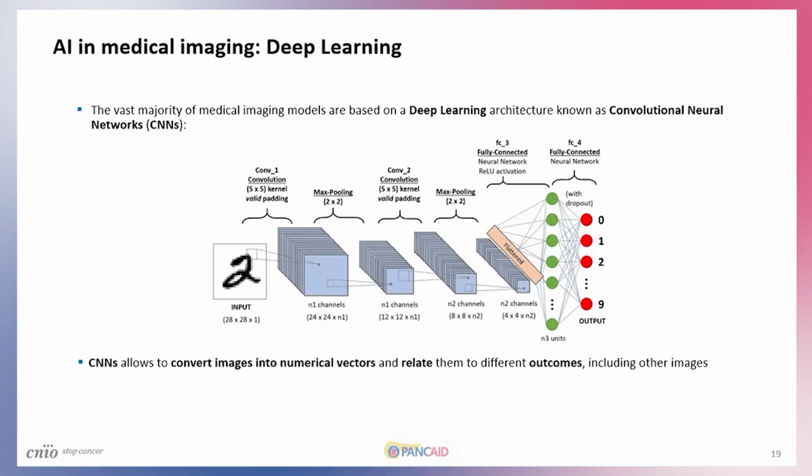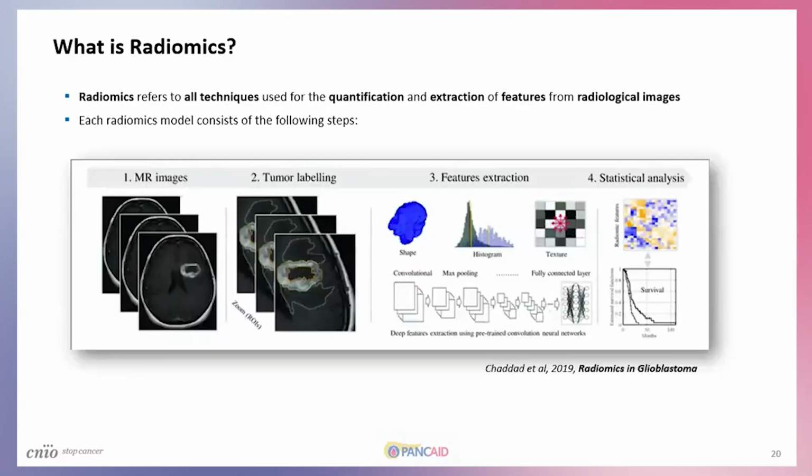Also, we can try to relate an image with another image, not with a vector, and I will comment on that later. Depending on whether we focus on radiological or pathological images, we talk about radiomics and pathomics. Radiomics refers to techniques used for the quantification and stratification of this type of radiological images. And this is the basic workflow of radiomics.